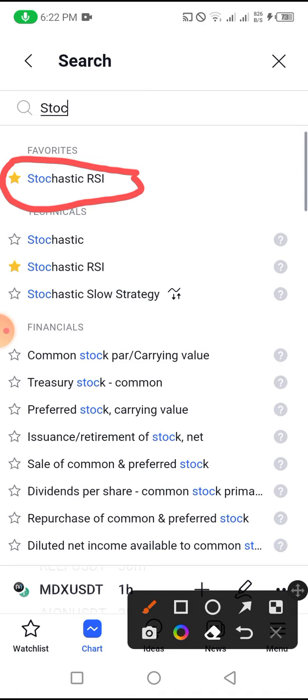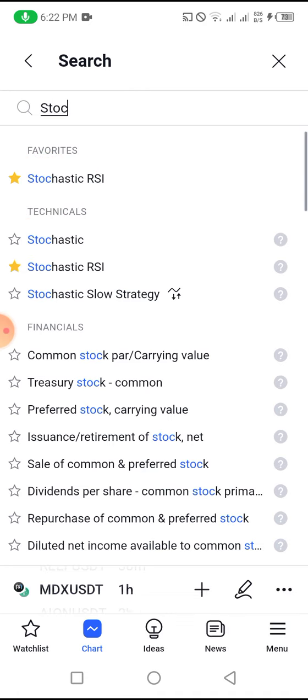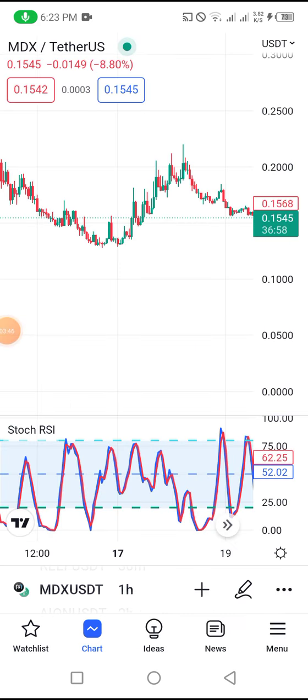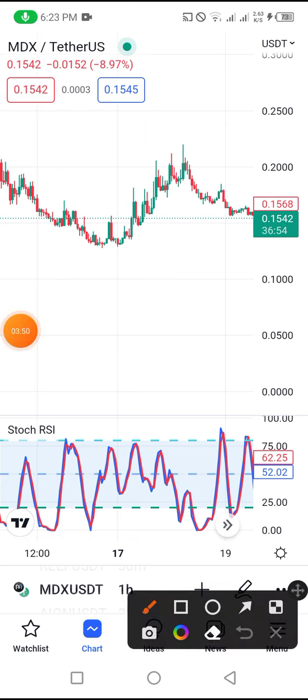Now once you find your indicator like this, to add it on the chart, you just have to tap on it once. After tapping on it once, you come and tap on the exit icon there. It will exit and you see it already added on the chart.